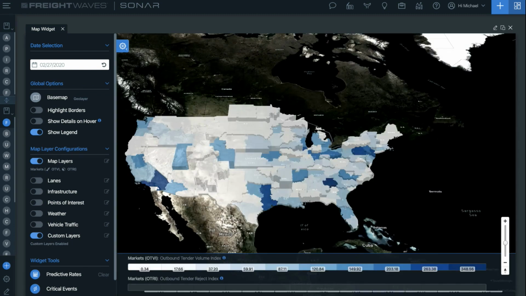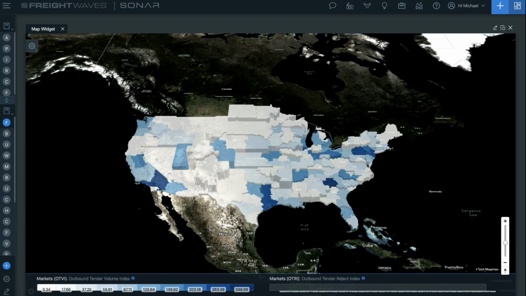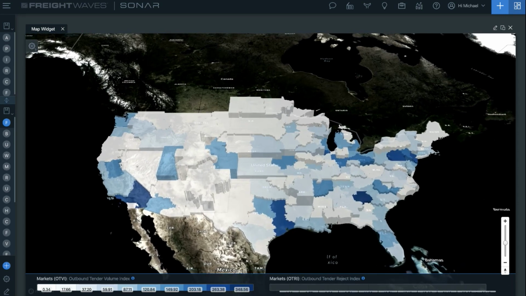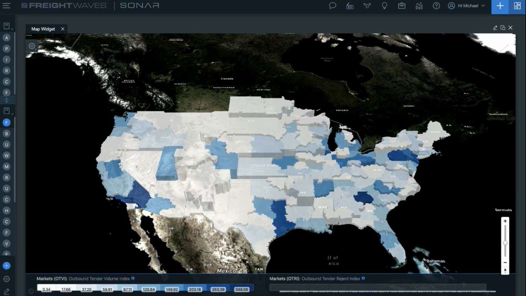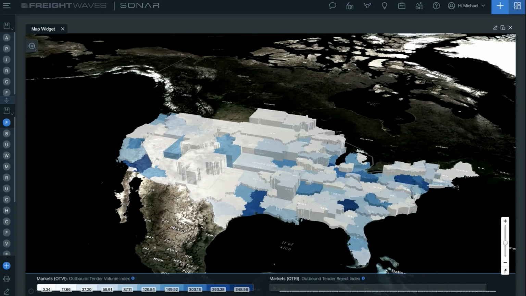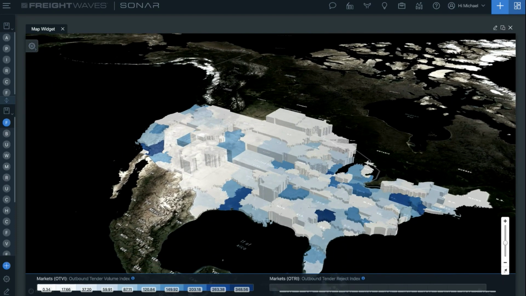And so when I put these together in this map, you then get to see this height in these markets, which represents OTRI, or the rejections. So the blue is telling me that there's a lot of volume coming out of these areas. The deeper the blue, the more volume is coming out of there. There's lots of loads coming out of there.